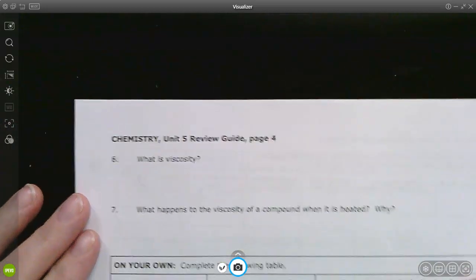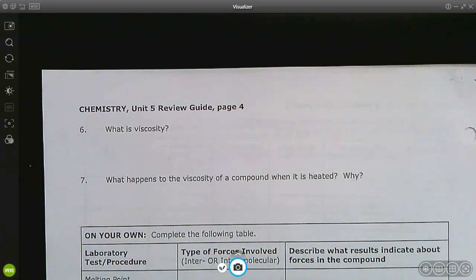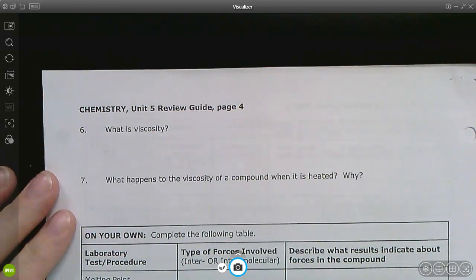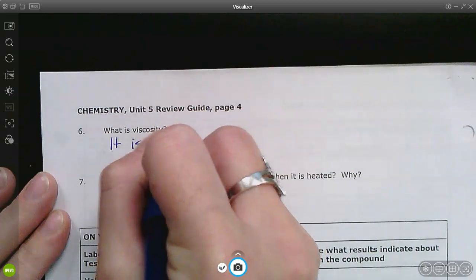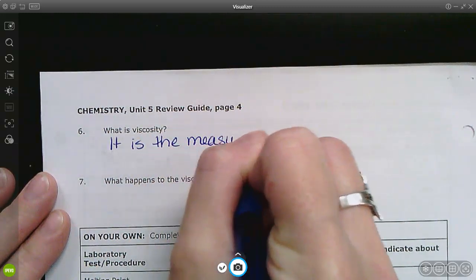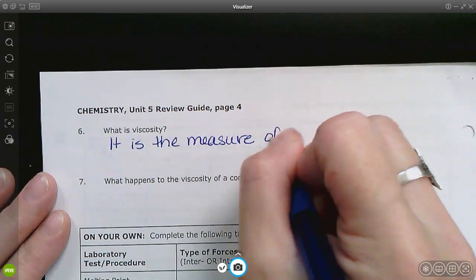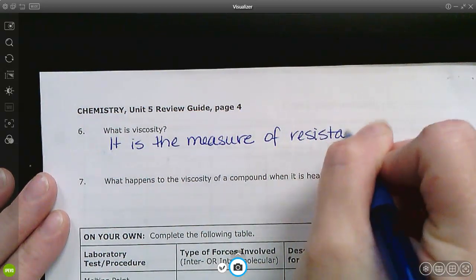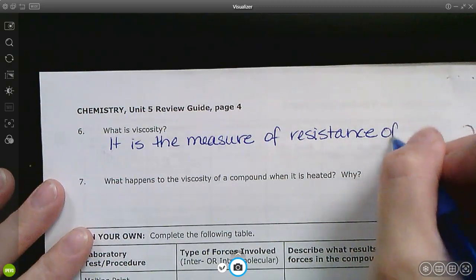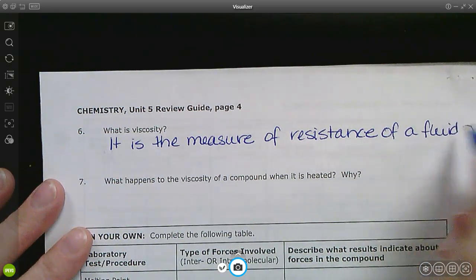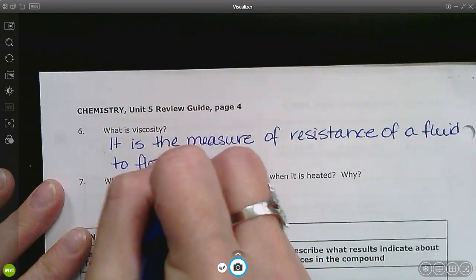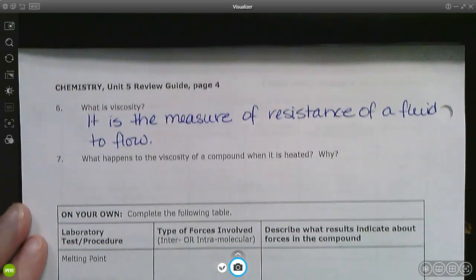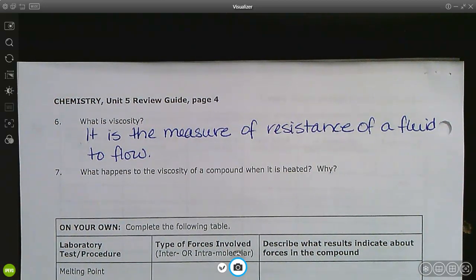Last two topics in this section. They ask us, what is viscosity? Viscosity is the resistance to flow. Okay, it is the measure of resistance of a fluid, and a fluid can be a liquid or a gas, to flow. So for example, if you want to pour out pancake syrup on your pancakes, cold syrup is very viscous. It's going to pour very slowly. Whereas if you heat it up, it is less viscous.